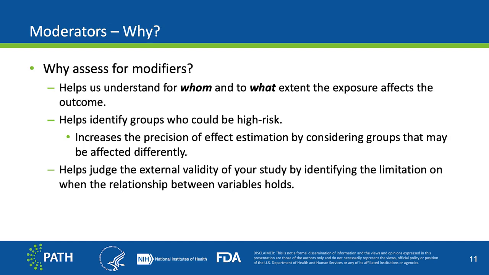The reason we add moderator variables to our causal models is because it allows us to understand the causal effect on subpopulations. Who has most effect, who has less effect. In particular, this allows us to identify groups who could be at higher risk, which is critical in many analyses. By having a model that accounts for differential effects for subgroups, we end up with a model that fits the data better, so that the effect estimates are more precise. Finally, a model that accounts for the effect on subgroups can make it easier to compare results with those of other studies by identifying the limitation on when the relationship between variables holds.